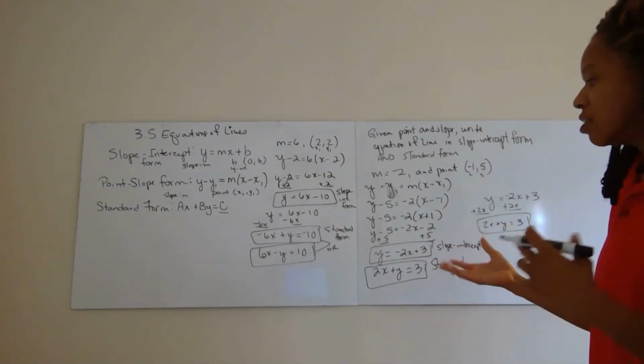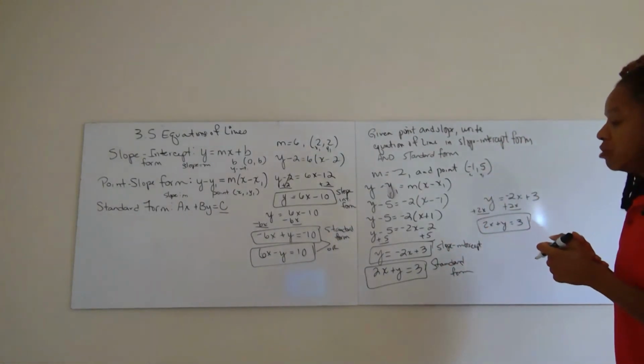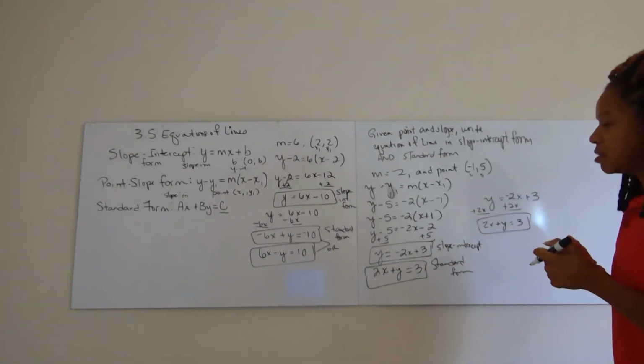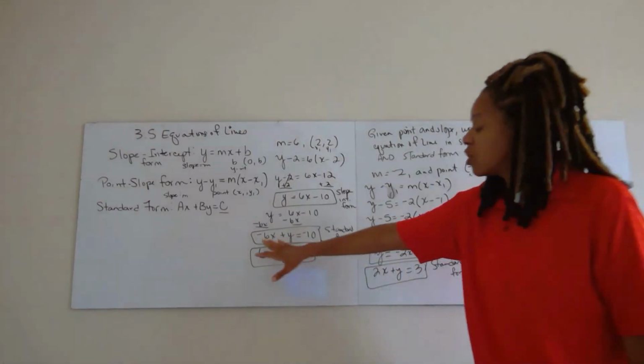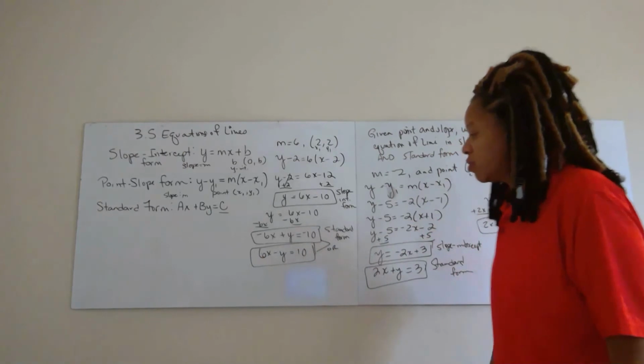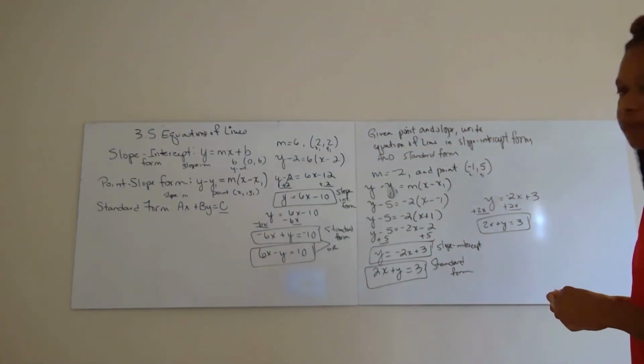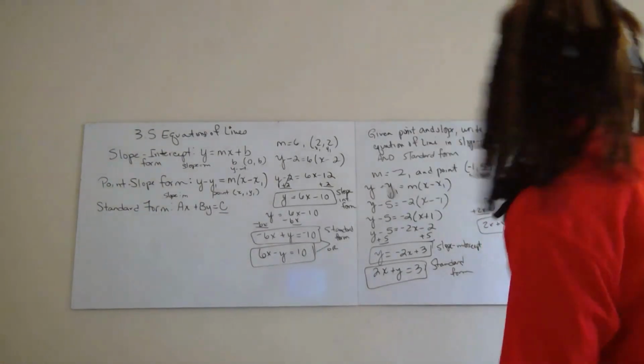It just depends. Different books do different things, so I just want to let you know that sometimes they do tell you, oh, if your x term comes out negative in standard form, multiply everything by -1 so that ax is positive, okay? All right, so let's look at another one.